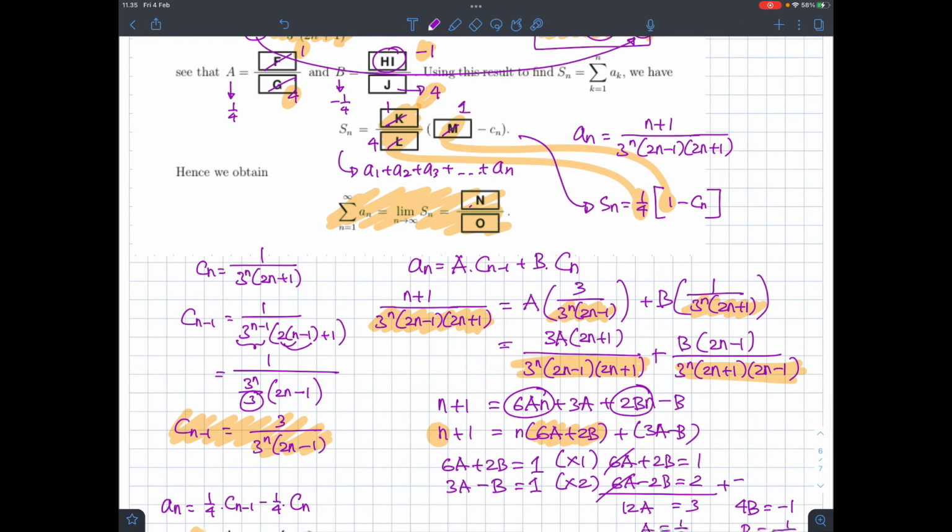Let's check here. This is 1 and this is 4.